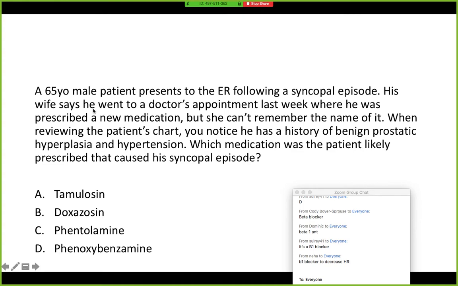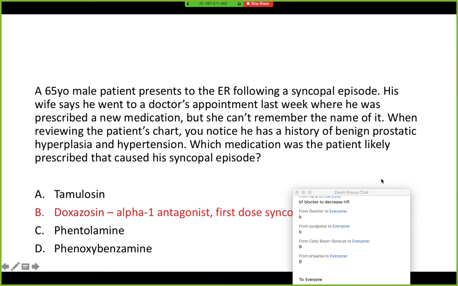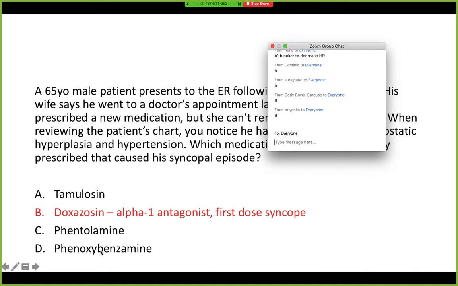Okay, so a 65-year-old male presents to the ER following a syncopal episode. His wife says he went to a doctor's appointment last week where he was prescribed a new medication, but she can't remember the name of it. When reviewing the patient's chart, you notice he has a history of BPH and hypertension. Which medication was he likely given? Right. So the correct answer here is doxazosin, which is an alpha 1 antagonist. So that's your first dose syncope, where you go low and go slow when prescribing this drug.